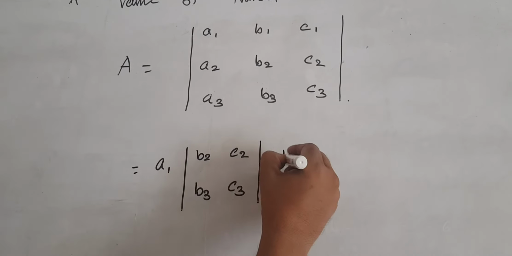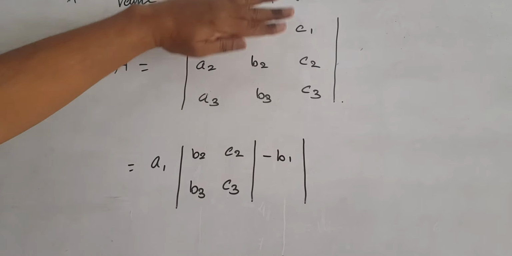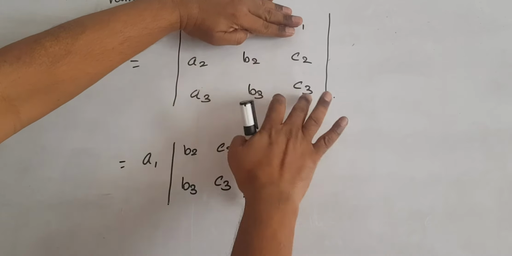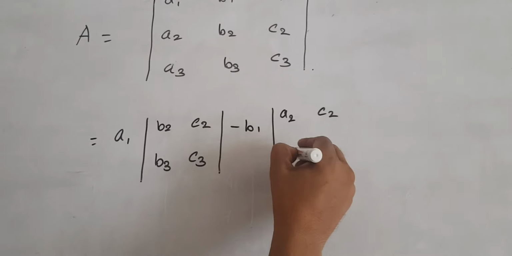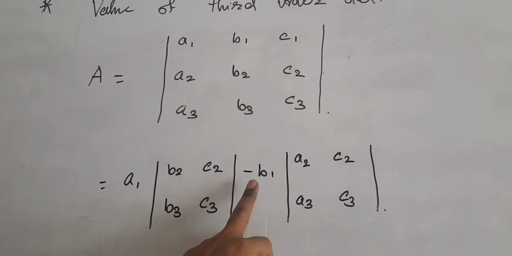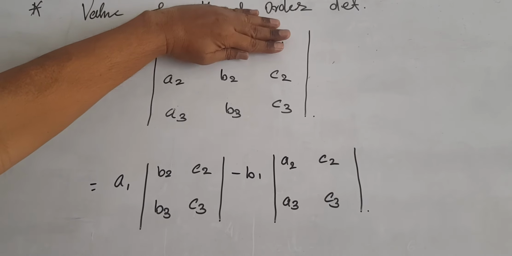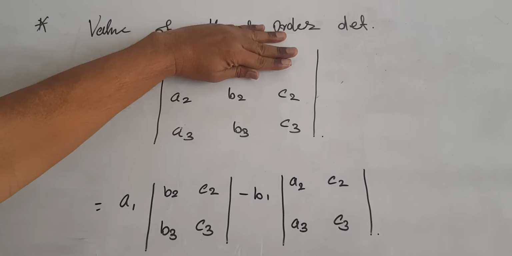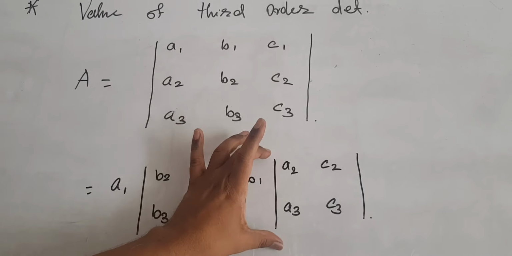Similarly, minus b1. Now why we take minus, that we will see later on. b1 is present in the first row and second column. So the rest of the elements are a2, c2, a3, c3, and we express that in the same form. I repeat, the second component we take as minus b1, and we remove the elements of the row and column in which b1 is present. So remaining is a2, a3 and c2, c3 in the same format.